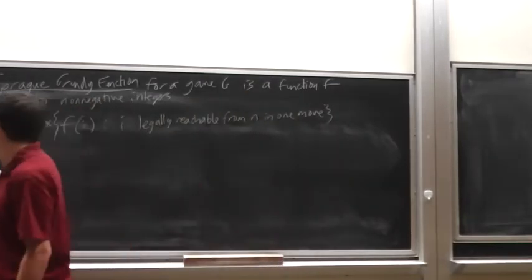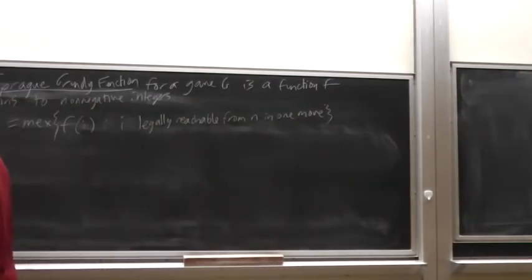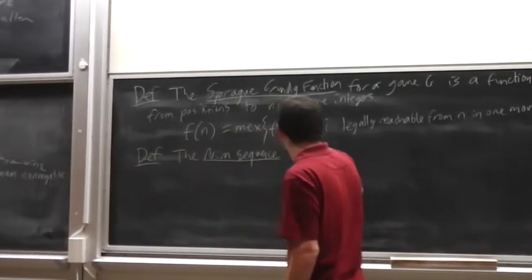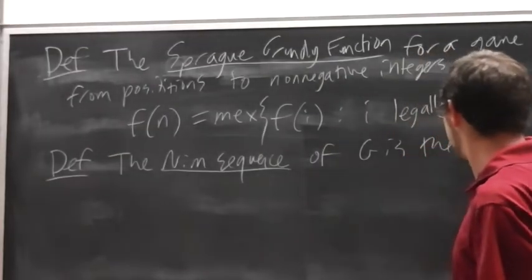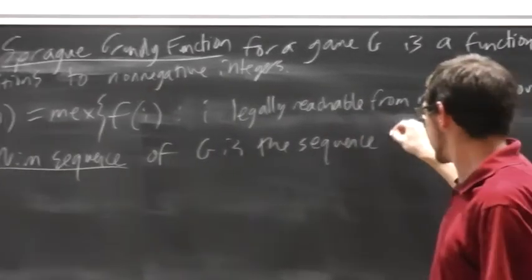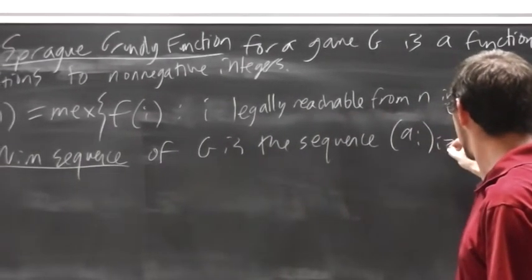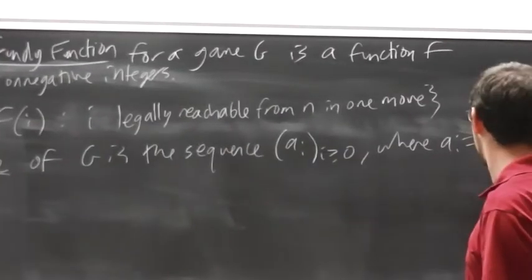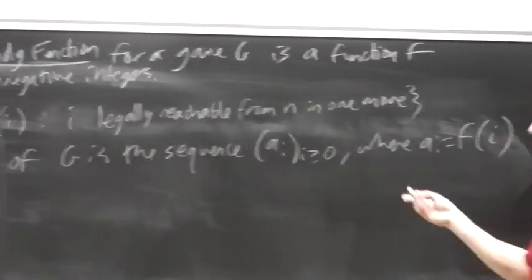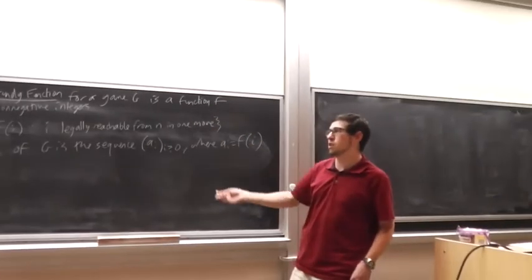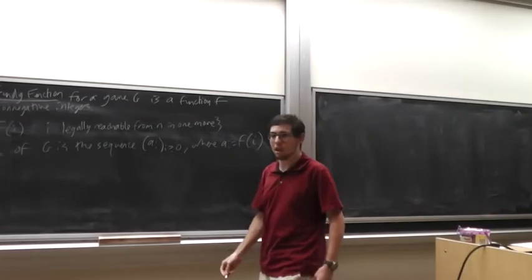And from this function, we can define the nim sequence of a game. It's just the sequence of Sprague-Grundy values, where f is the Sprague-Grundy function. So now we have all this theory of general games. Let's define subtraction games.